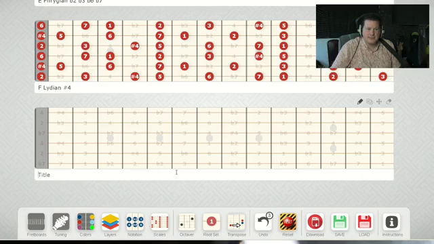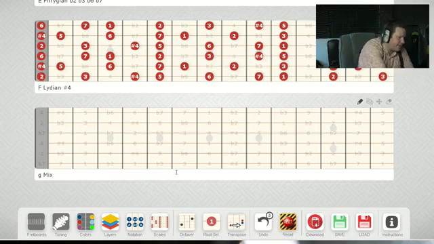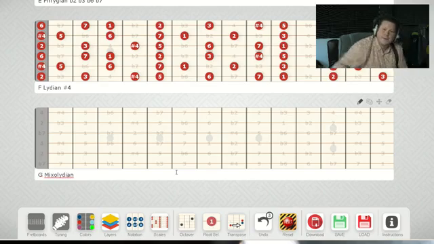And I'm going to name this one. This one's called G Mixolydian. G, M-I-X. So there's a Y in it somewhere. O-L-Y-D-N. Capital G. G Mixolydian. Let's see if I got the spelling right.